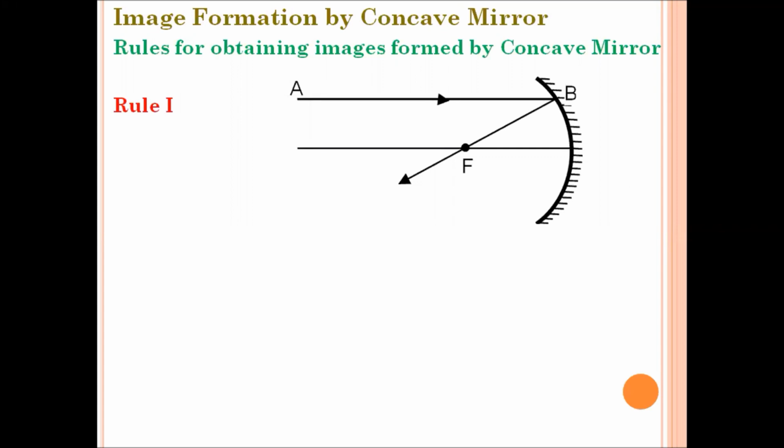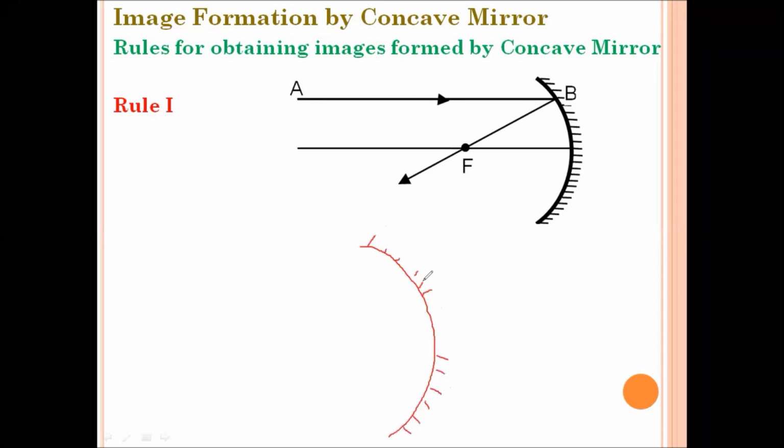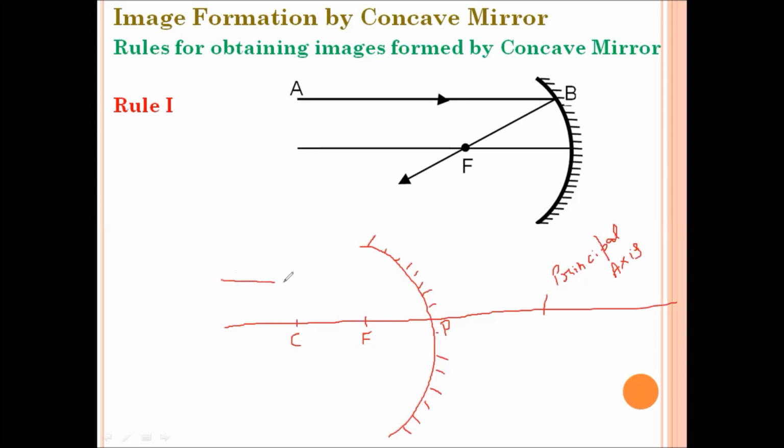Before drawing the ray diagram of concave mirror, let's go through certain sets of rules for obtaining images formed by concave mirror. Rule number 1, let's take concave mirror. This line is called principal axis. This is pole, this is focus, and this is center of curvature. First rule states that if a ray falls parallel to the principal axis, then it will pass through the focus.